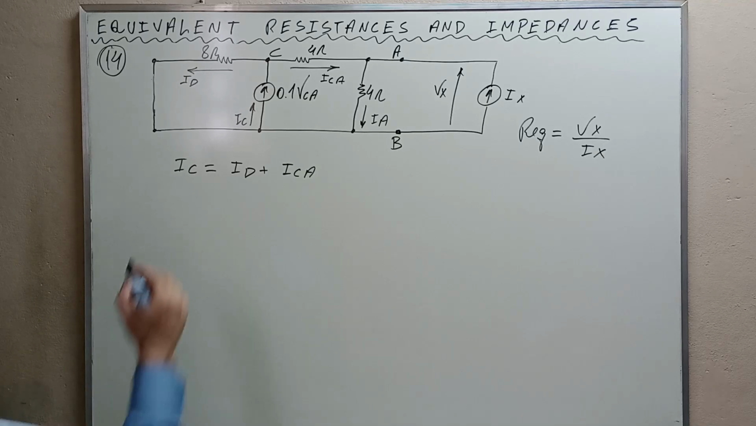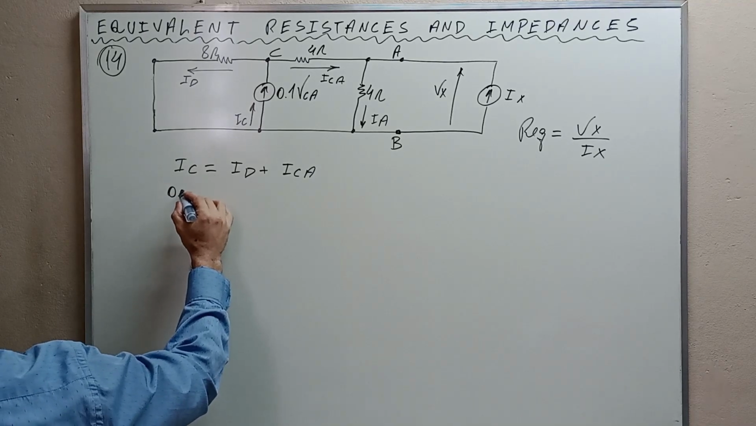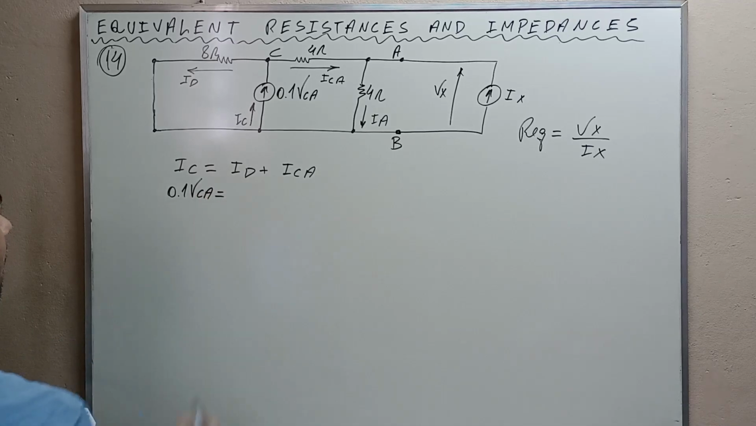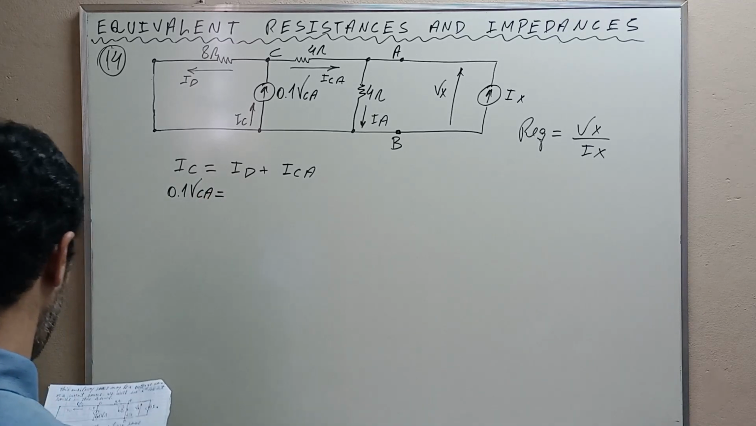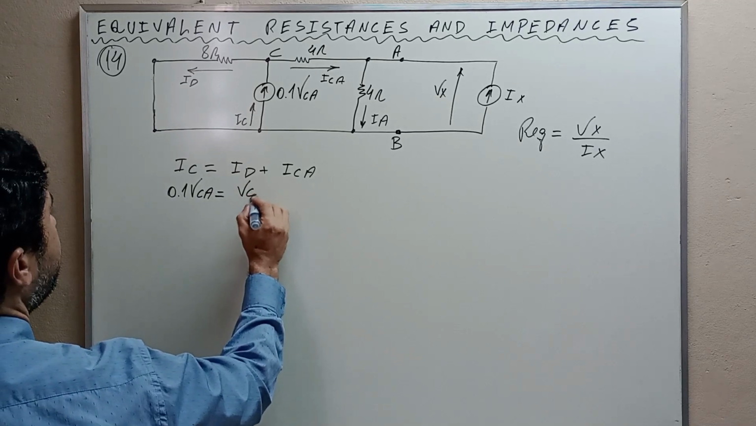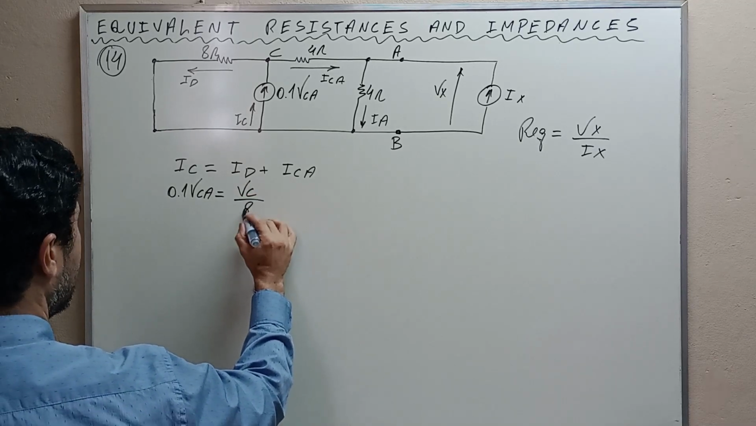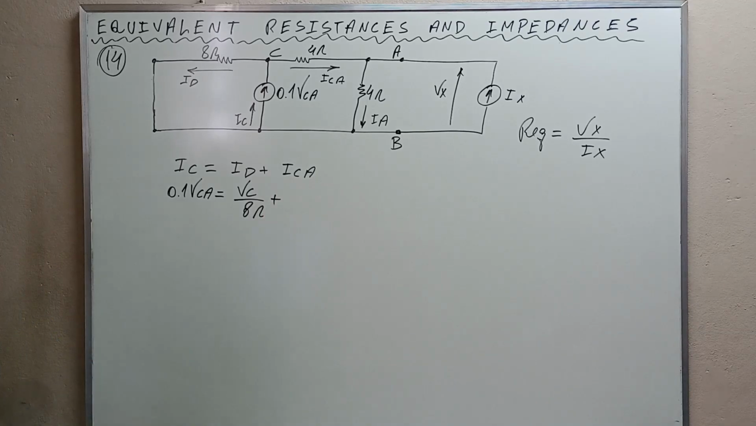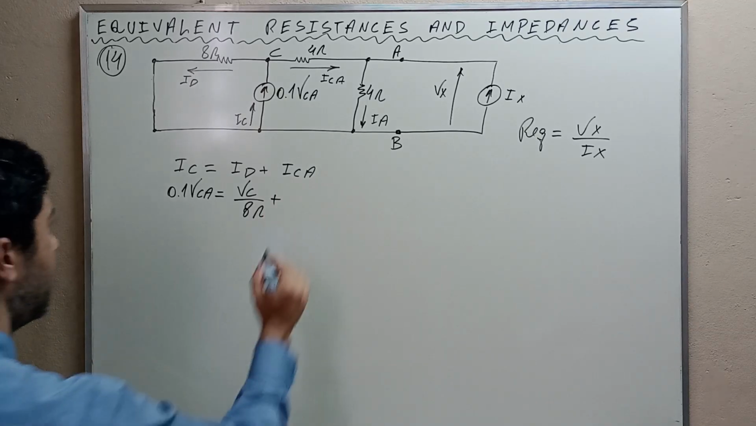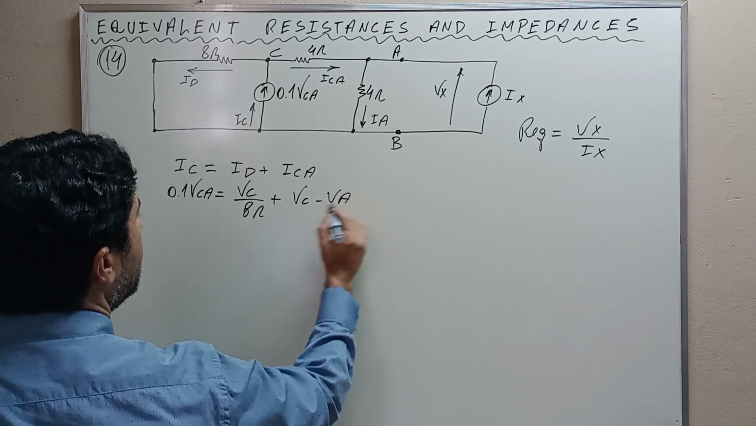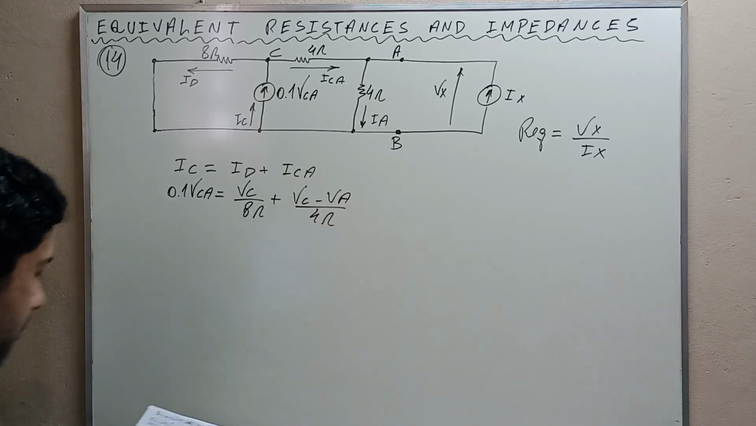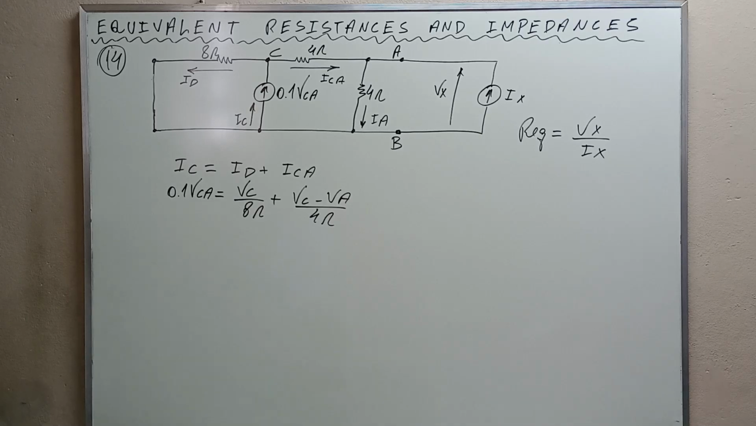IC is 0.1 VCA. ID is VC divided by 8 ohms, and ICA is VC minus VA divided by 4 ohms. This is a simple equation that can be easily solved. I will invite you to try it at home.